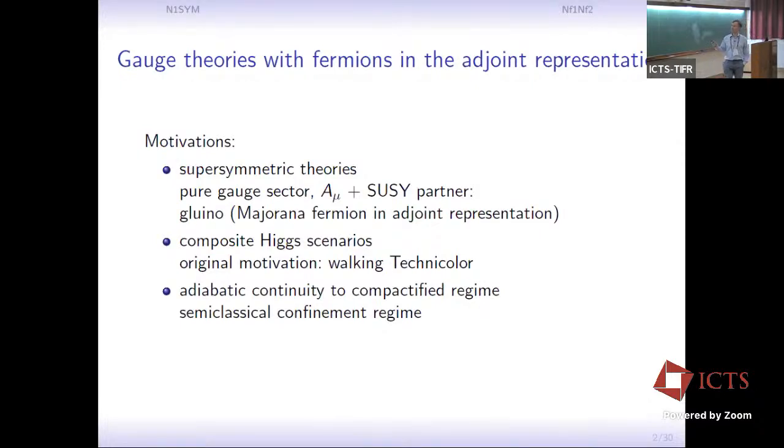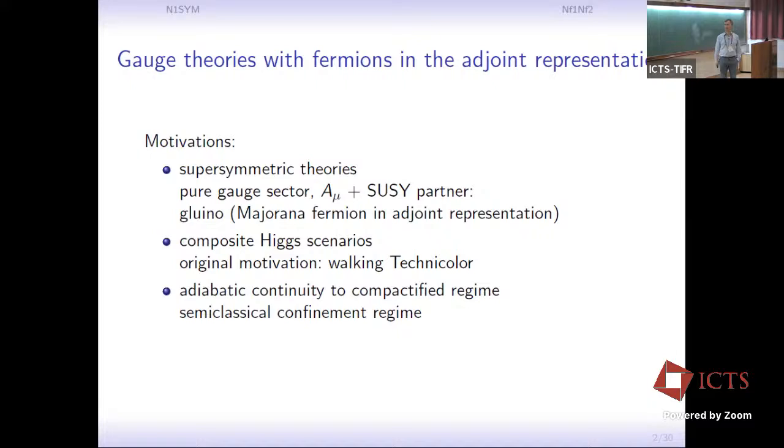I will discuss basically gauge theories with fermions in the adjoint representation, and N=1 supersymmetric Yang-Mills theory is one example. It has 1 Majorana fermion in the adjoint representation, and the one-flavor model that I will discuss in the end has 1 Dirac fermion, so to say twice the number of fermion fields in the adjoint representation. These have some connections to theories beyond the standard model, of course, supersymmetric extensions of the standard model, and have been considered in walking technicolor scenarios, etc.